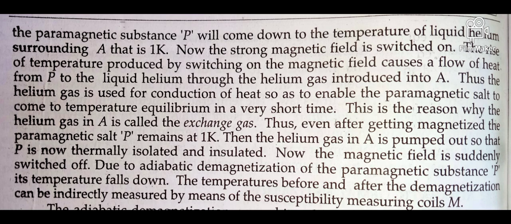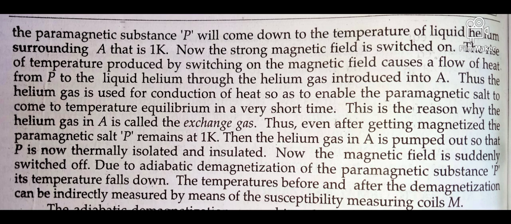So here there is no heat transmission, so that is an adiabatic process. Due to adiabatic demagnetization of the paramagnetic substance P, its temperature falls down, because to demagnetize, some energy is required, and this energy is drawn from the same paramagnetic substance.